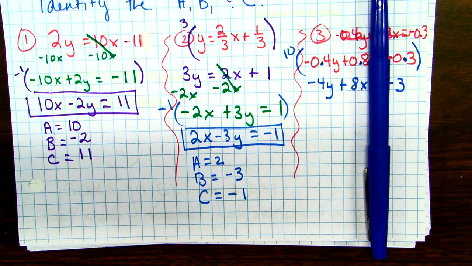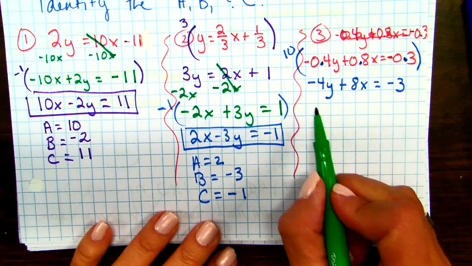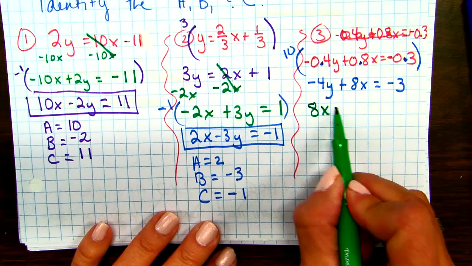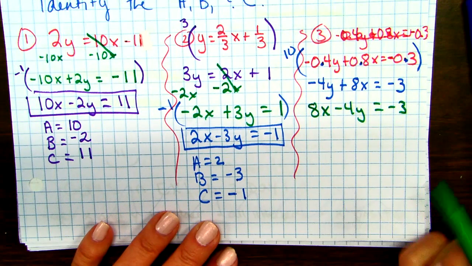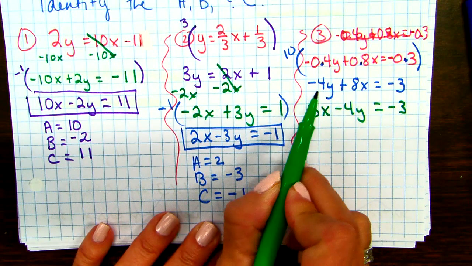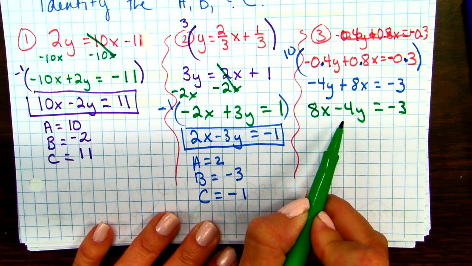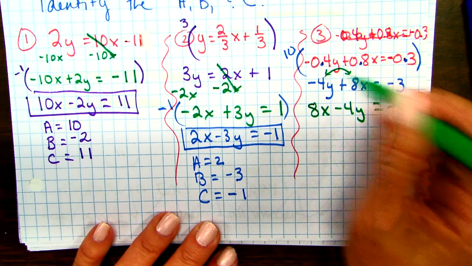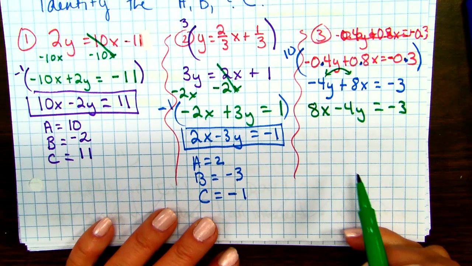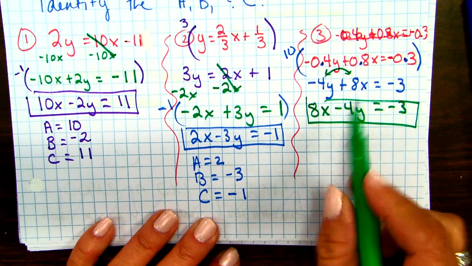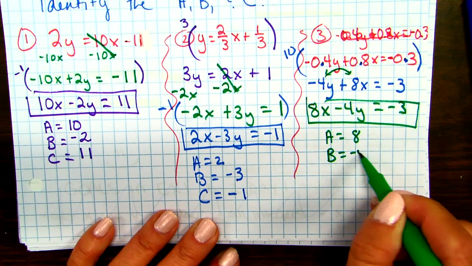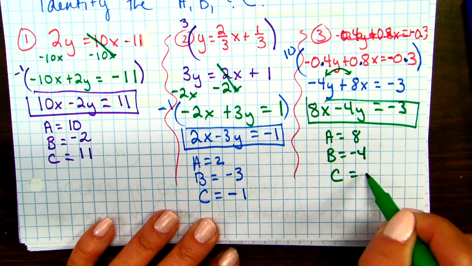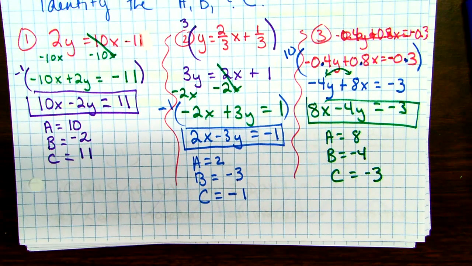That's it. Okay? So this is actually just 8x minus 4y equals negative 3. Right? 8 is still positive. 4 is still negative. Okay? Because they just switch places. So if you don't cross the equal sign, you don't change the signs. Okay? So that's now standard form. A is 8. B is negative 4, and C is negative 3.